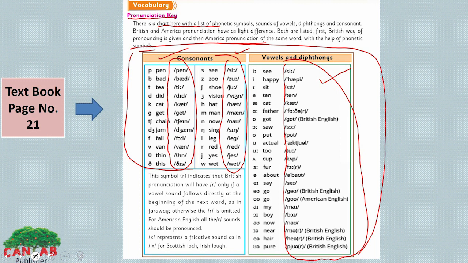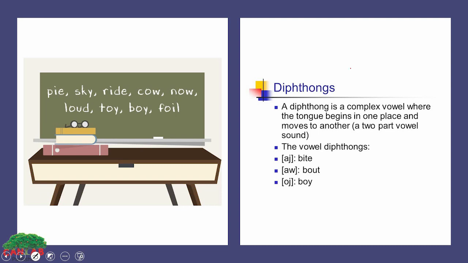Let's discuss the diphthongs. What are diphthongs? A diphthong is a complex vowel where the tongue begins in one place and moves to another, a two-part vowel sound. Here, the vowel diphthongs are in bite, bout, boy, like pie, sky, ride, cow, now, loud, soy, boy, foil. Here you can see we have two vowel sounds. These two-part vowel sounds are called diphthongs.